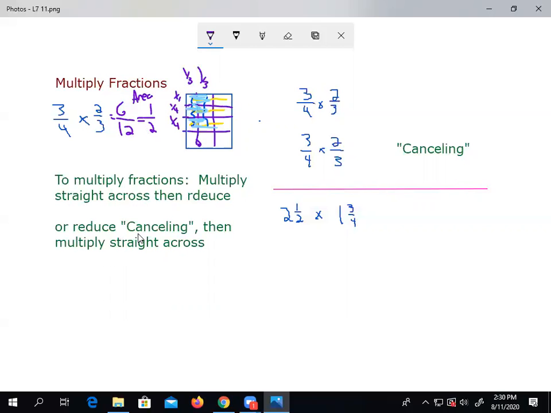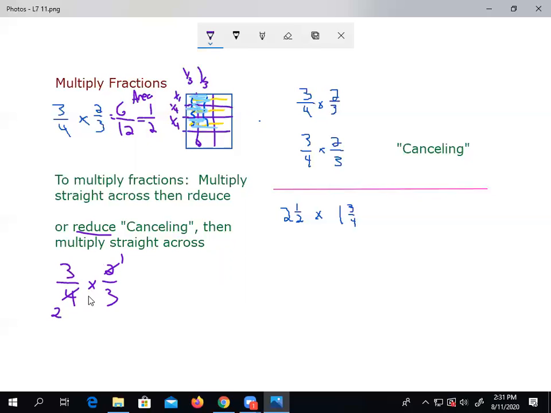Now there's another way to do the problem, which is what we call canceling. So if I have 3/4 times 2/3, another way to do the problem is what we call canceling. Canceling also means this reducing thing. So what we can look at is if I look diagonally, if you notice there's a common divisor here, both a 4 and a 2 can be divided by a 2. So what I can do is go 2 goes into 2 one time, and 2 goes into 4 twice.